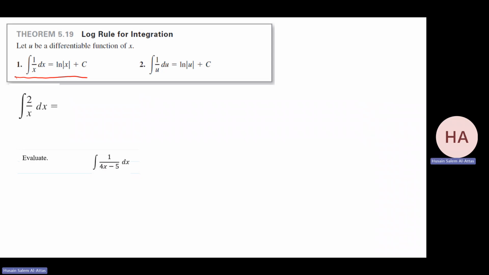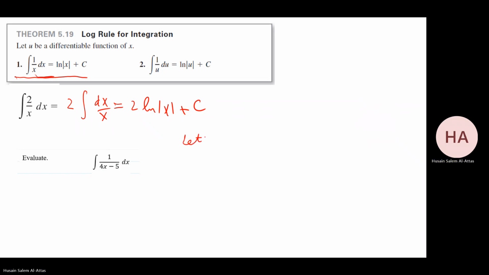Okay, this one is a direct one, just to show you what we mean. This is 2 dx over x, so it will be 2 ln absolute value of x plus c, which is a direct one. And then we'll do other things related to that.